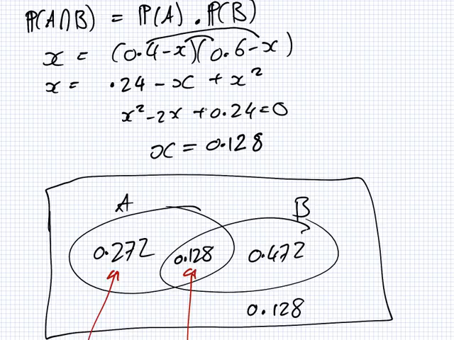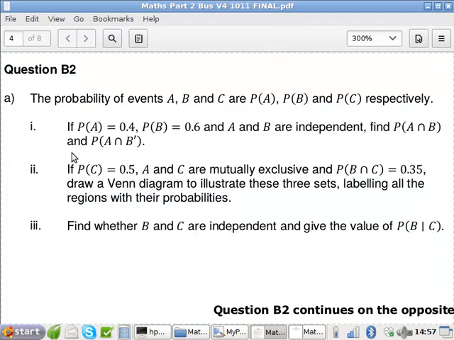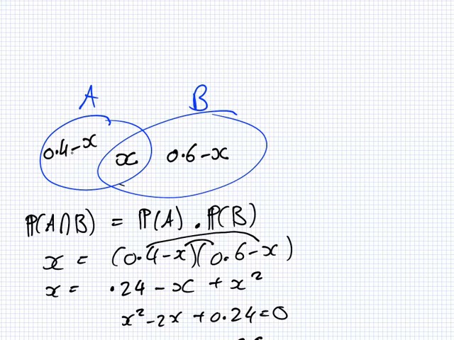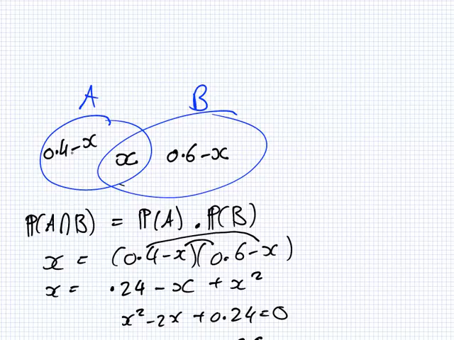I get two answers here for x, and the second answer is 0.128. But in the marking scheme, I should have gotten 0.24. So there's some number mistake here. x is the middle, and we're told that A is 0.4. So that's 0.4 minus x. We're told B is 0.6, so that's 0.6 minus x.